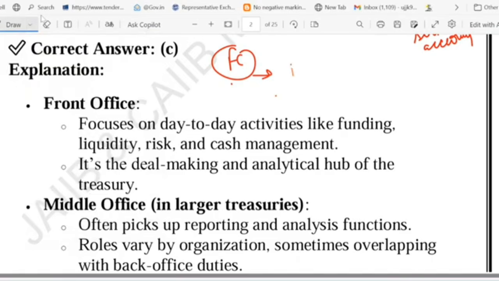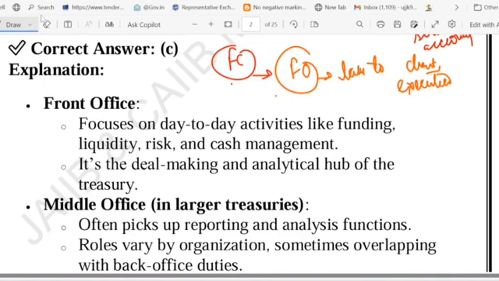So in this case, what will happen is the front office (FO) will talk to the client. They will execute the currency trade. So trading will be executed by the front office. Okay. Now what will the middle office do? The middle office will check if the deal is within the bank's risk limit. You know, there is a risk limit of the bank. So whether the deal is within the risk limit.